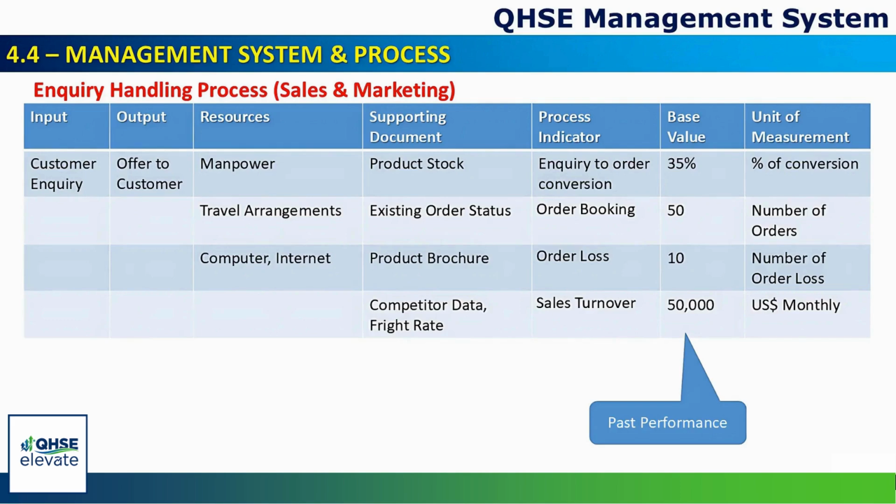In this example, the inquiry to order conversion ratio is 35%. The value of 35 is determined based on past data. The past period could be a quarter, 6 months, or a year in order to have an appropriate base value for the data. The base value is not called the objective. There is a very fine line between the base value and the objective.